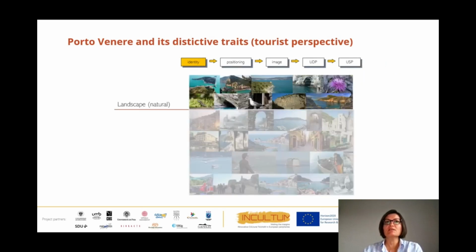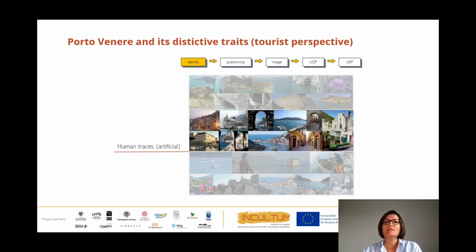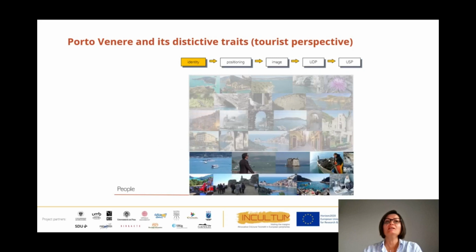Natural features that are noteworthy aspects of the landscape, like fauna, flora, physical conformation of this territory. The artificial features that are produced by man over time, like architecture, monuments, and topography. And finally, people and their cultural backgrounds in terms of knowledge, habits, traditions, and lifestyle.